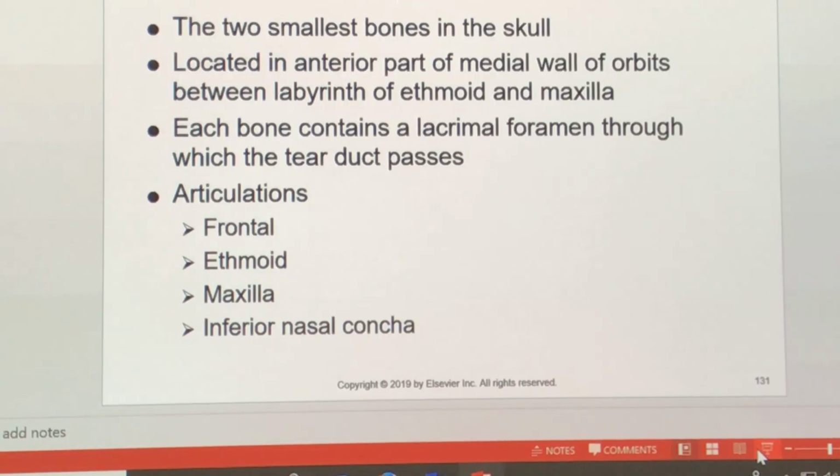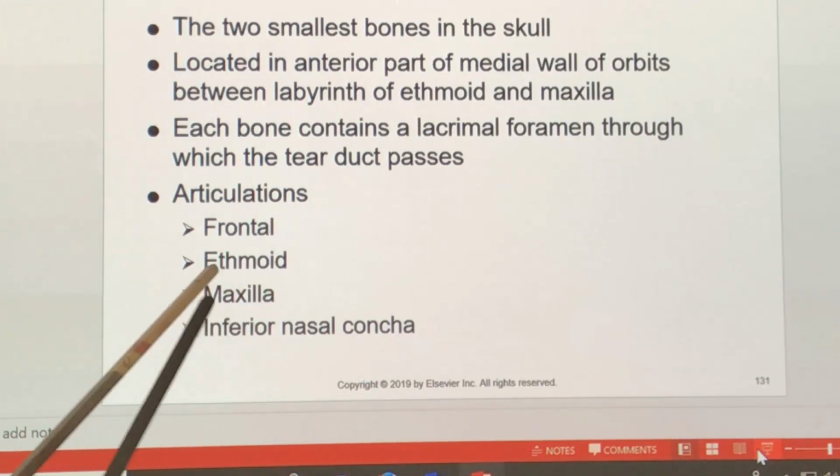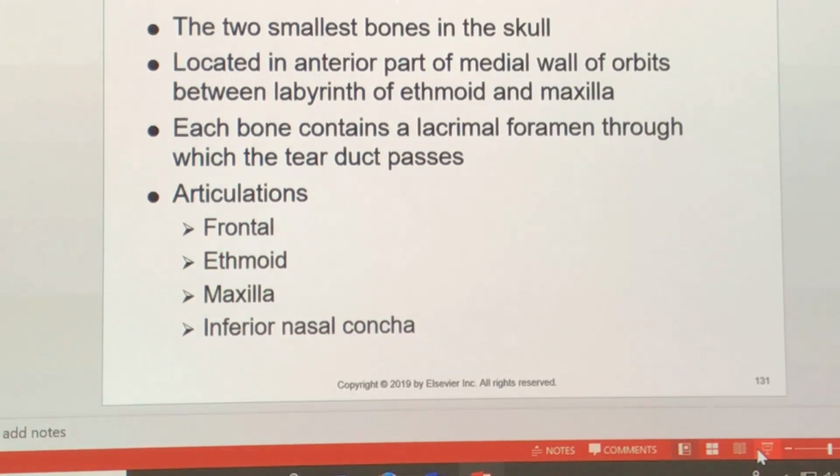So the lacrimal bones are the two smallest bones in the skull. Again, they would be even more easily fractured than the nasal bones were it not for the position inside the orbit. They are located on the anterior portion of the medial wall of the orbits, between the labyrinth of the ethmoid bone, those being the ethmoid air cells, and the maxilla. Each bone contains a duct for the tear duct, a lacrimal foramen. And it's got a lot of articulations as well. So it articulates with the frontal bone, the ethmoid bone more posteriorly, the maxilla, and also with the turbinates.